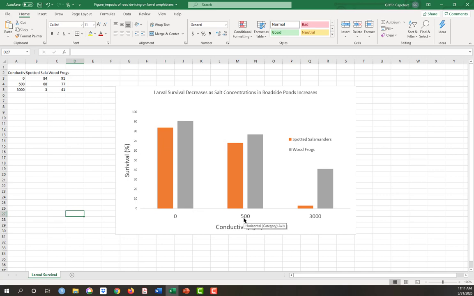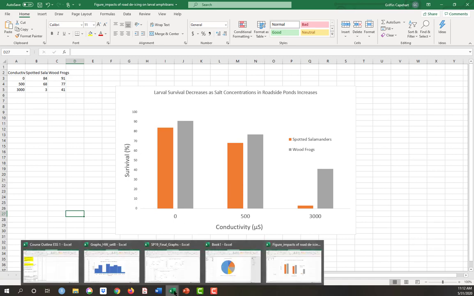You bump that conductivity up to 500, you get 68% survival for the spotted salamanders and 77 for the wood frogs. It's already gone way down. And then at 3,000, spotted salamanders do very poorly. Almost none of them survive, and wood frogs are down to 41%. That's less than half the original survival percentage. Right? So this is a quick and easy way to say, oh, the higher the saltiness, the lower the survival, right? And that's really easy to see from this bar graph.